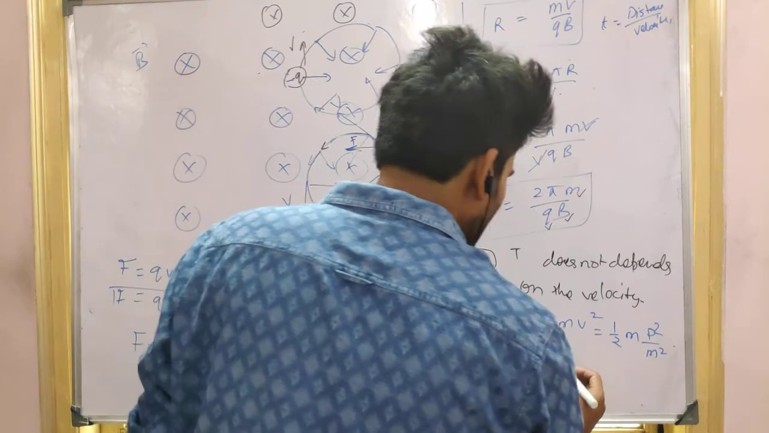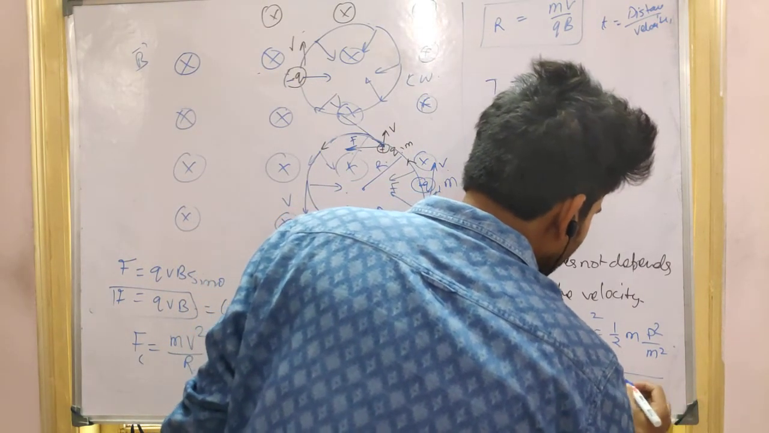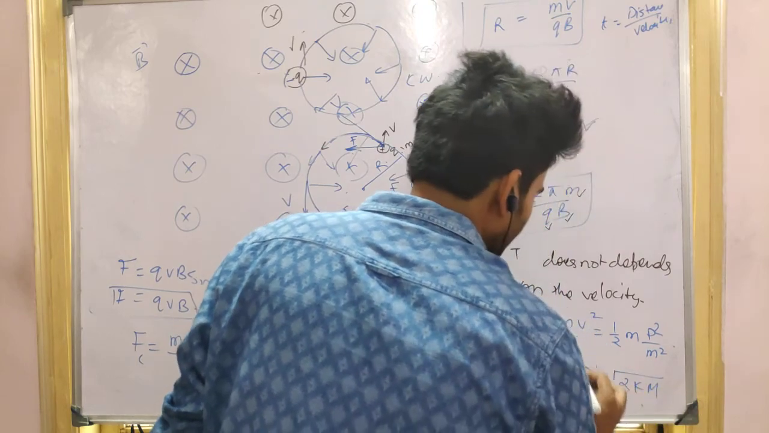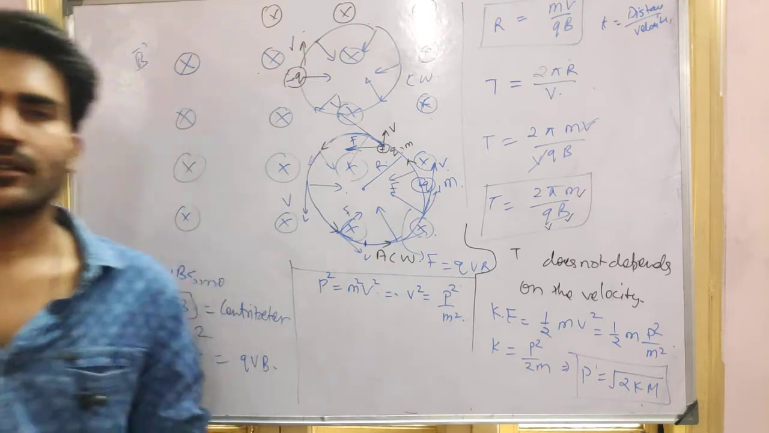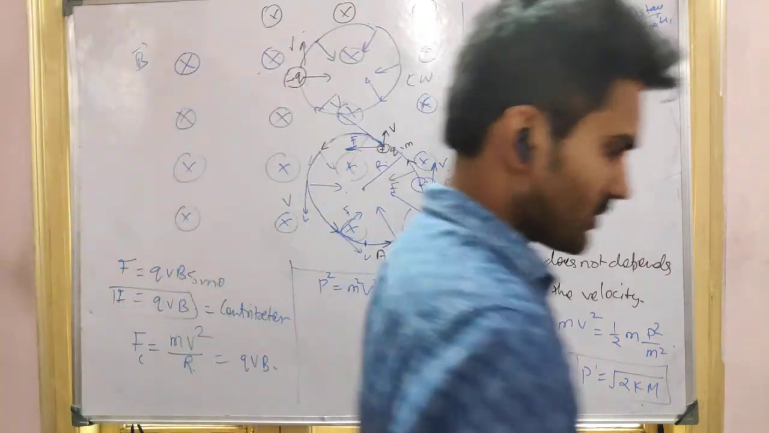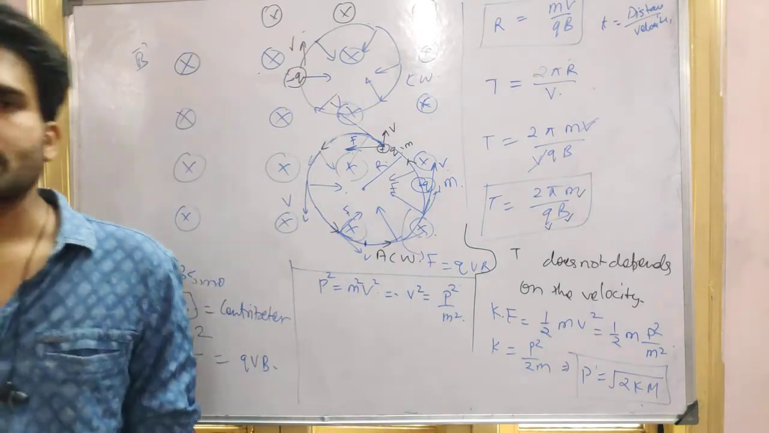So can I say from here the momentum is root of 2Km? Tell me, guys. Can I write like that? Any problem here? Tell me. Okay.